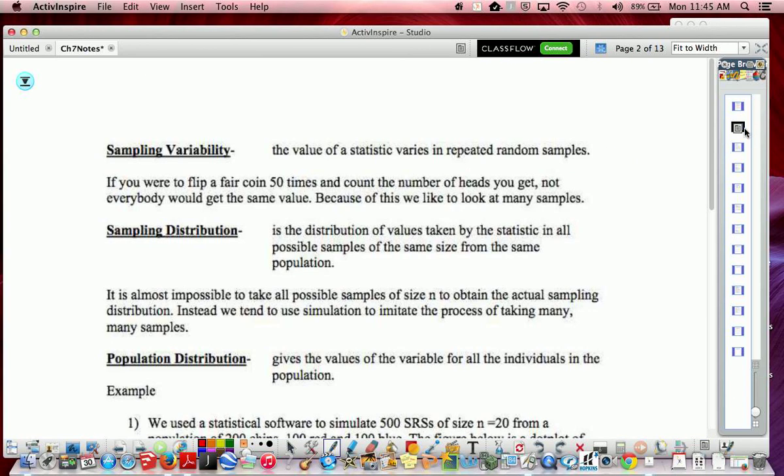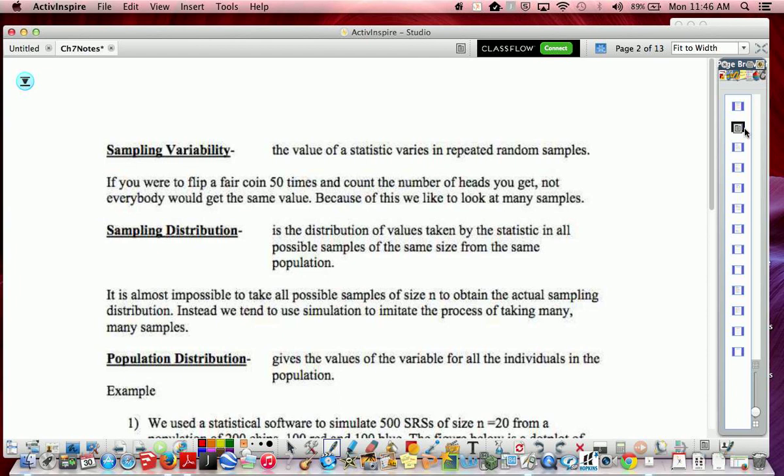In this first part of chapter 7, we're going to have a lot of terminology. The first couple things that we're going to talk about are sampling variability and a sampling distribution. Sampling variability basically means that when you collect samples, you're not always going to get the exact same result. The example here is a great way of describing it.